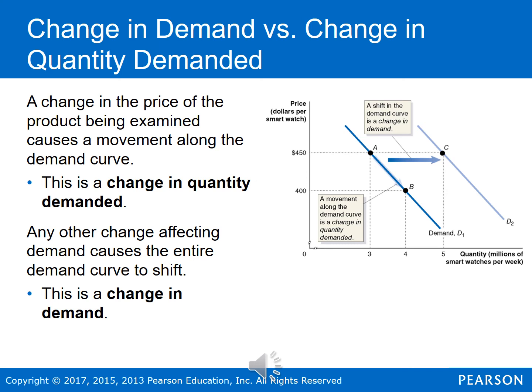Now, any other change affecting demand causes the entire demand curve to shift, so anything other than a change in price. Let's say, for this example, the income of consumers increases. That's going to shift out the entire demand curve from D1 to D2. This is the change in demand. So we're going to move from point A, at $450 per smartwatch and 3 million being sold, and shift the demand curve out to the right. We're going to stay at the price of $450, but we'll move out to point C, which is 5 million smartwatches per week. So a change in demand is when the entire demand curve shifts, while a change in the quantity demanded is caused by a change in price, so we move along the initial demand curve.